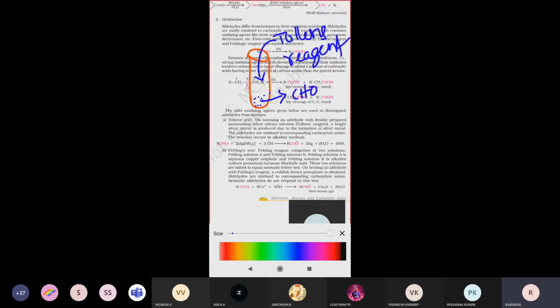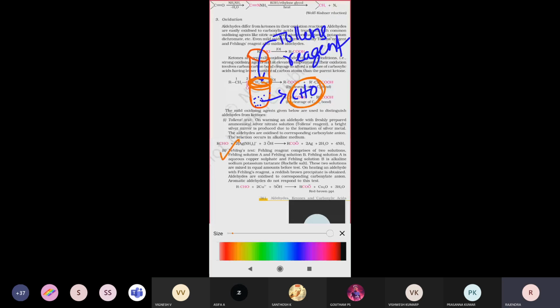So if you add Tollens reagent, ammonical silver nitrate solution, it forms a silver mirror. The silver mirror looks like this. It looks like a ring. The silver mirror will be forming on the surface. So the silver mirror represents that the given organic compound is an aldehyde, right?